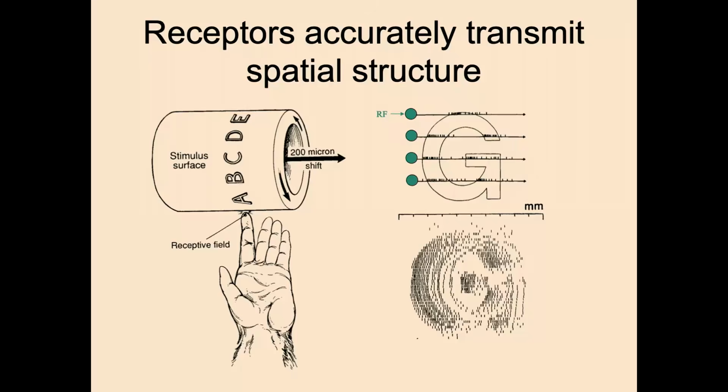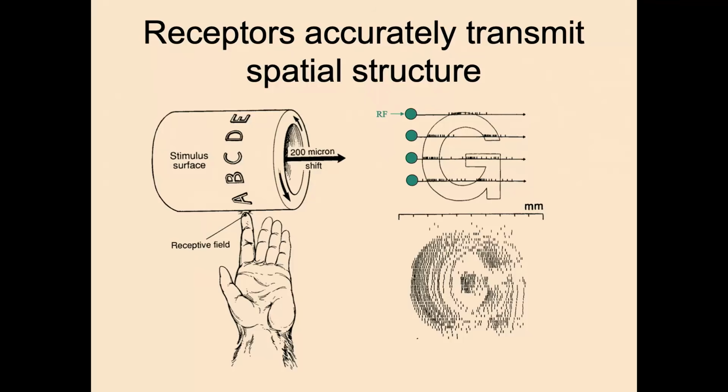Okay. So your skin is covered with these receptors, and some of them have pretty small receptive fields. The set of all of the receptors on your skin is, in a sense, going to give you kind of an image. There have been a lot of experiments showing that the receptors accurately transmit spatial structure to some extent. You might imagine that what you'd want to do is simultaneously record from all of the receptors in the skin, and that's not technically feasible.